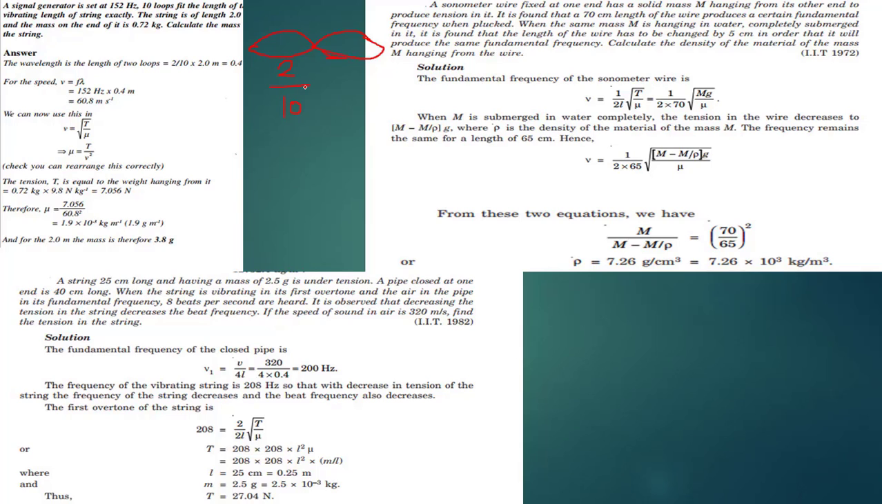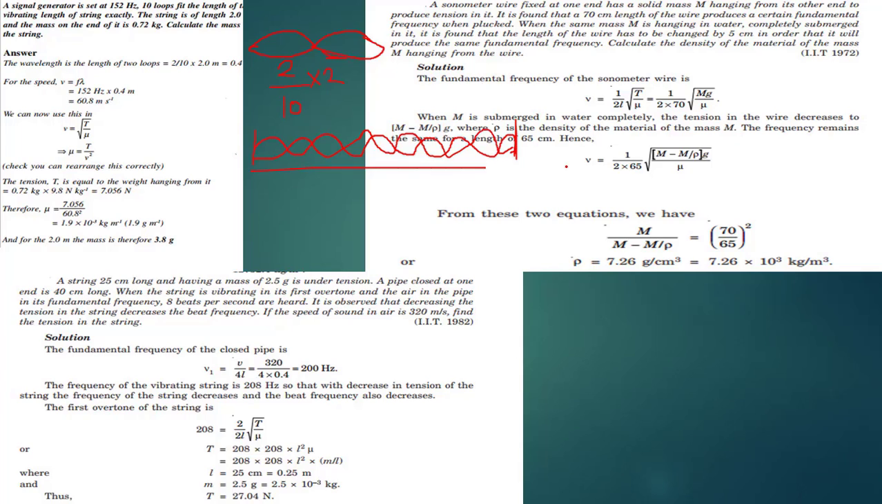So each loop has a length of 0.2. Okay, so this is the length of one loop, then 2 loops are equal to the wavelength. I think it is clear. What I'm trying to say is that, assuming these loops are 10, let us assume these loops are 10.